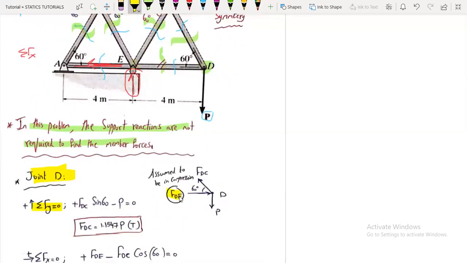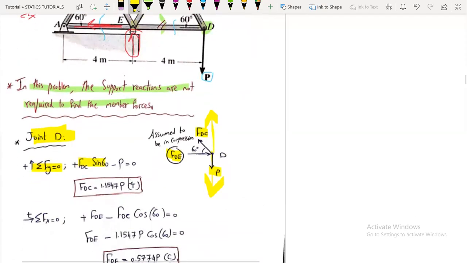So here, starting with joint D, the summation of forces Fy will be what? We have FDE, I have assumed it to be in compression, and FDC, I have assumed it to be in tension. You can assume them always to be in tension, it's up to you. And here is our external force. So plus FDC sine 60 minus P, because it's acting downwards, equals 0, so FDC will be this value, it's in tension.